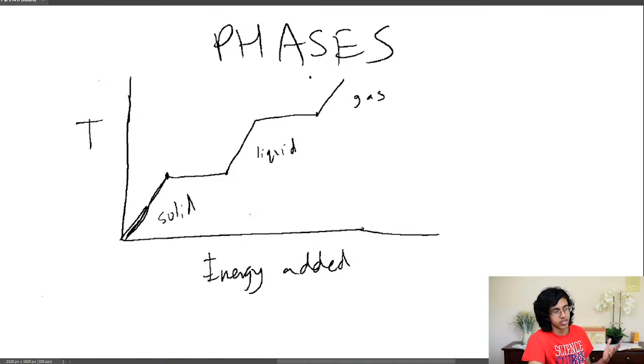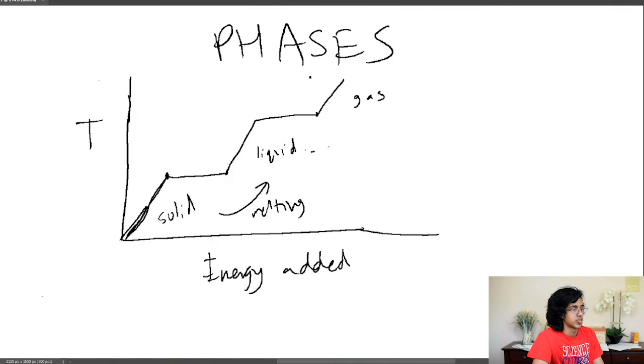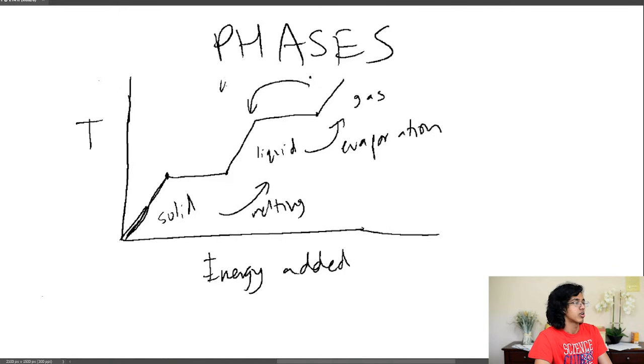So let's talk about the names of the phase changes. From solid to liquid, it's called melting. Liquid to gas is called evaporation. Gas to liquid is called condensation. Liquid to solid is called freezing. And then there are 2 other cool ones that you probably want to know. Well, not for the AP, but it's just cool to know.